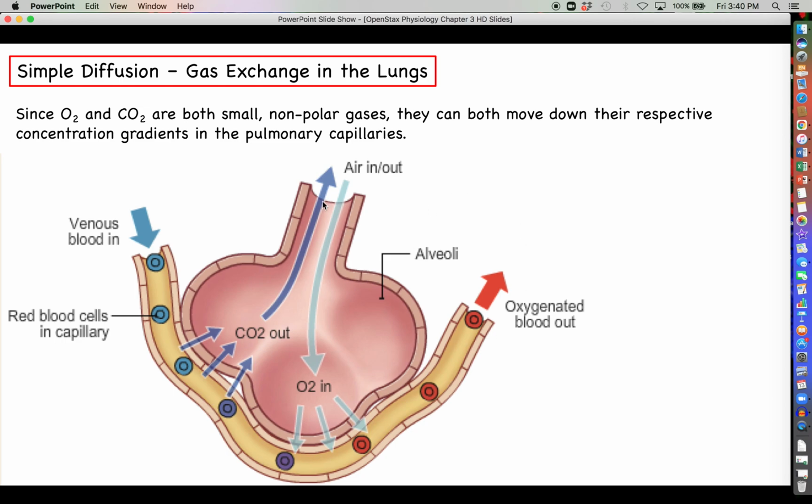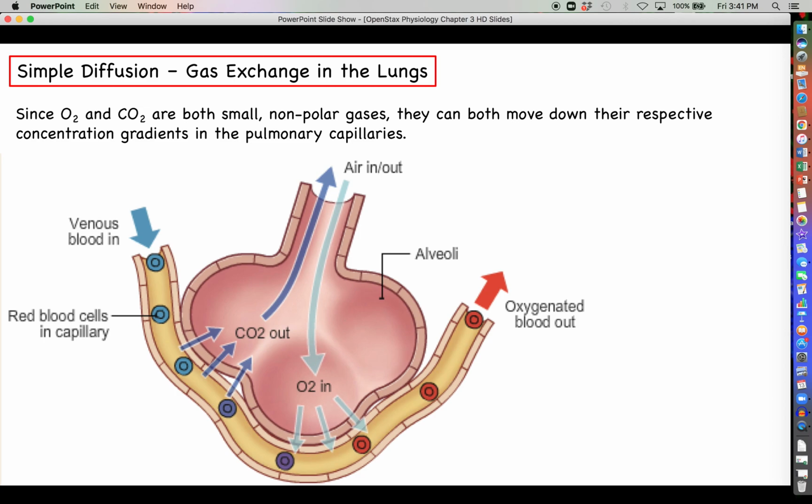So don't forget here, an important aspect is that oxygen moves through these membranes very, very easily by simple diffusion. It's small, it's nonpolar, it has no electrical charge. Carbon dioxide is very much the same way. It's small, it's electrically neutral, and it's nonpolar. But the difference here is that carbon dioxide's concentration gradient points in exactly the opposite direction. The venous blood coming from the right side of the heart actually has quite a lot of carbon dioxide in it, more carbon dioxide than what you find inside the alveoli.